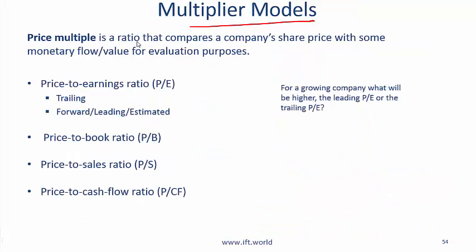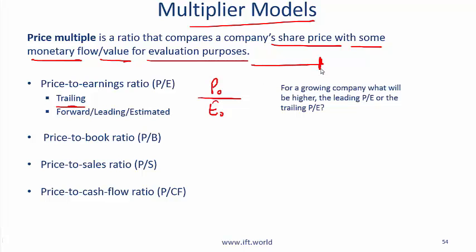Next we come to multiplier models. The price multiple is a ratio that compares a company's share price with some monetary flow or value for evaluation purposes. These are the classic multipliers. The price to earnings ratio. The trailing PE refers to the price at a given point in time divided by E0, which would mean that if you are at this point in time, you have this price over here divided by earnings over the last year. Forward or leading or estimated PE would be P0, price over here, divided by estimated earnings in the upcoming period.